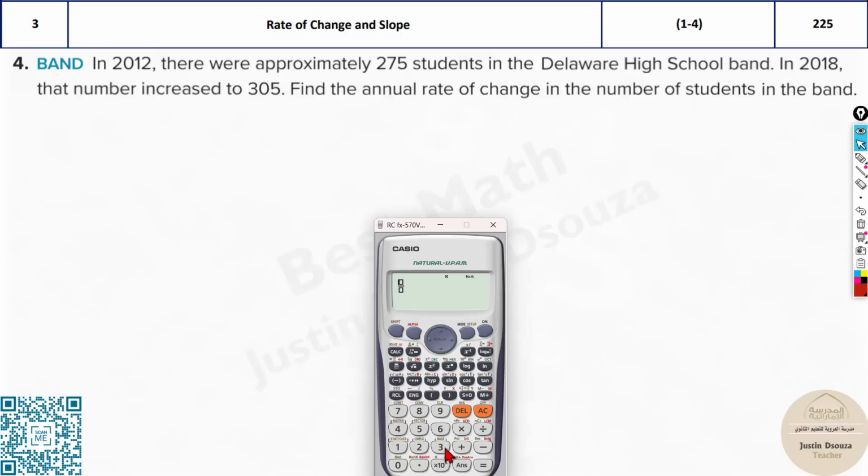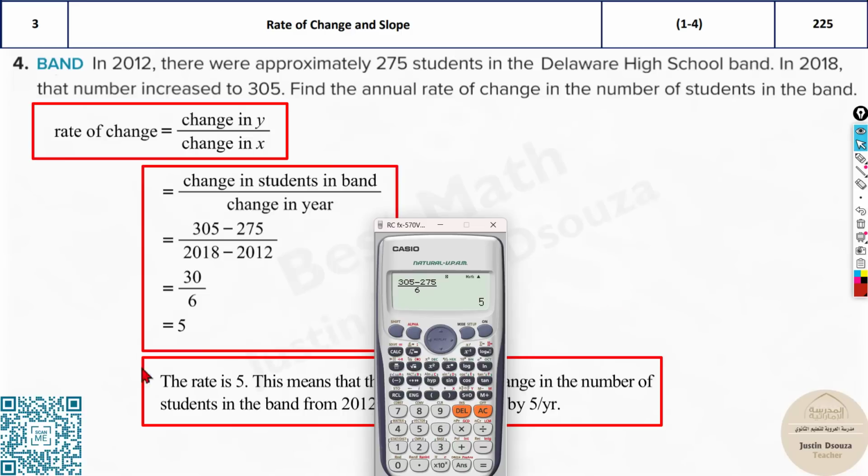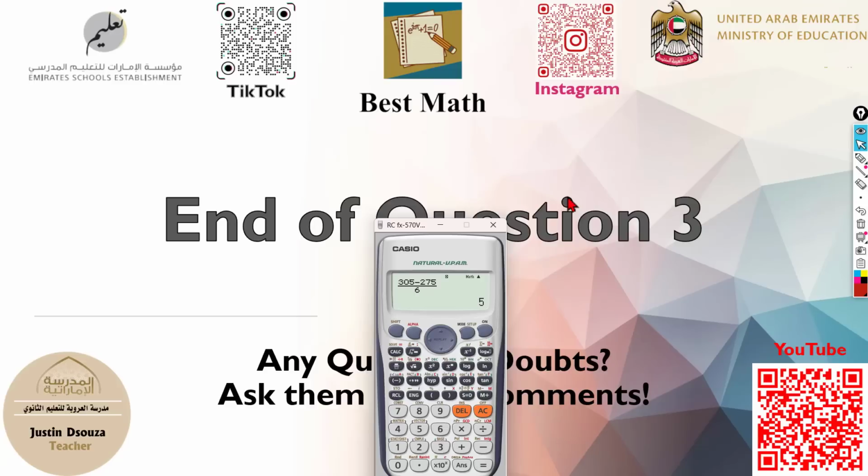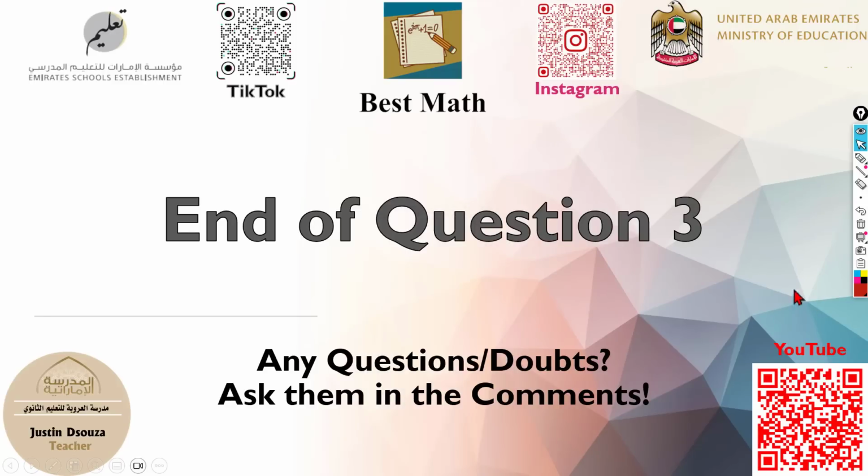So Y2 would be 305 minus the initial value, 275, divided by 2018 minus 2012. It's 6. You can just put this as 6. Why? From 2012 to 2018, it's 6 years. So the answer is 5. That's how easily we can solve question number 3. Just remember the formula of slope, substitute, and easily solve them all.